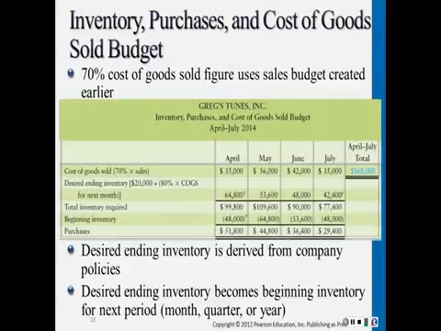This exhibit shows Greg's inventory purchases and cost of goods sold budget. Trace the total budgeted cost of goods sold from Exhibit 22-8 of $168,000 to the budgeted income statement in Exhibit 22-10. We will use the budgeted inventory and purchases amounts later. The 70% cost of goods sold figure uses the sales budget created earlier. The desired ending inventory is derived from company policies, and desired ending inventory becomes beginning inventory for the next period. That's the month, quarter, or year.